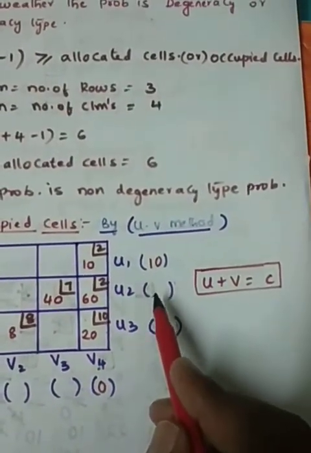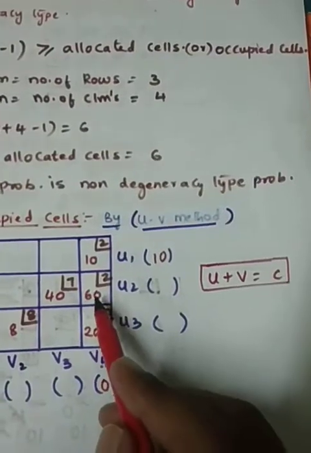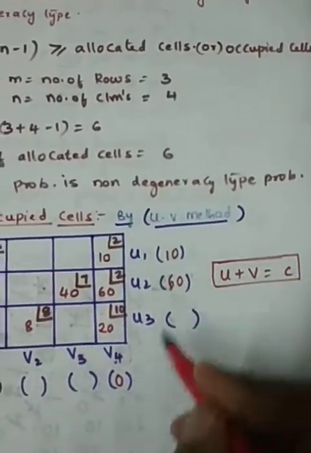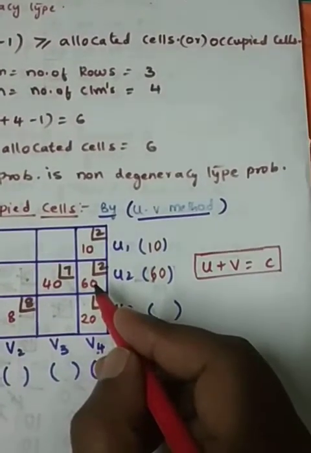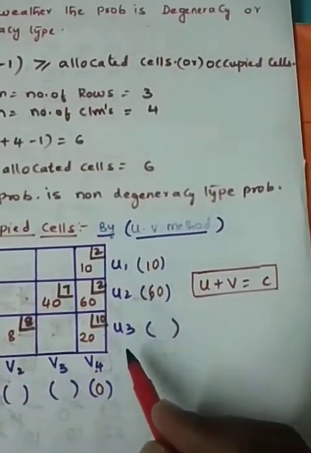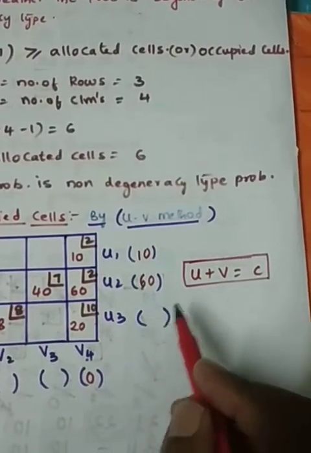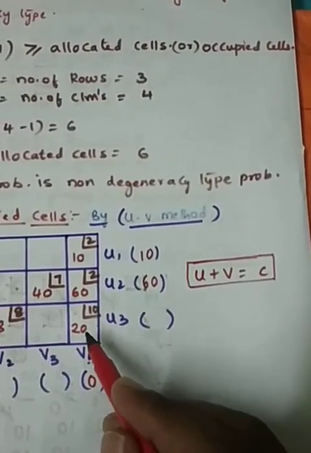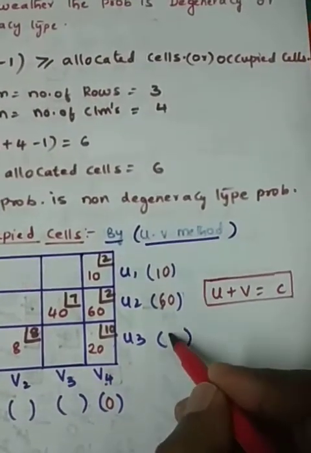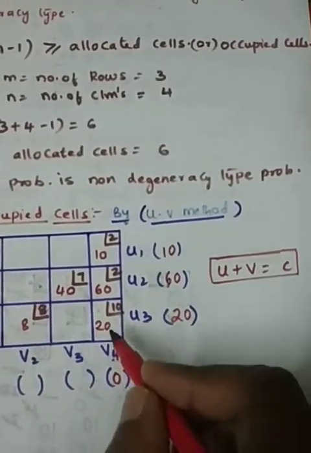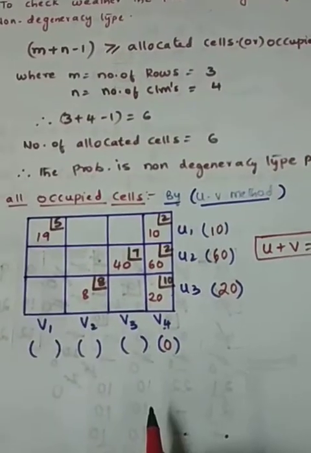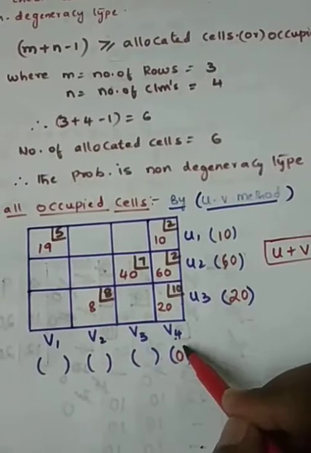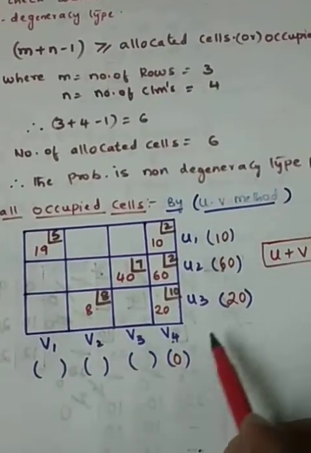Similarly, something plus 0 should become 60, so obviously the value is 60. 60 plus 0 is equal to 60. Similarly here also, U3 is something, V value is 0, something plus 0 should become 20. What is that something value? It is 20, obviously. 20 plus 0 is 20. So now you got U1, U2, U3 as well as V4. Now we get V1, V2, V3 with respect to these values.